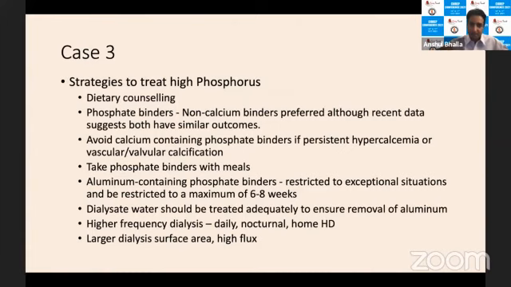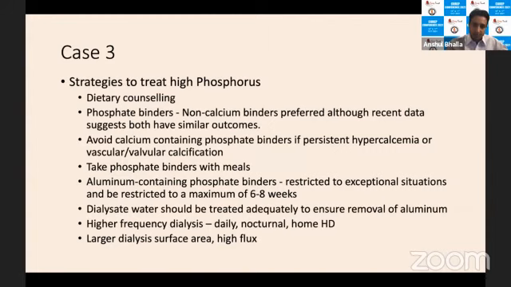So what will we do in high phosphorus? We should really do very strong dietary counseling to avoid dietary phosphorus intake, because that's the most important source of phosphorus for patients on dialysis or patients with kidney disease. But then we should use a phosphate binder.